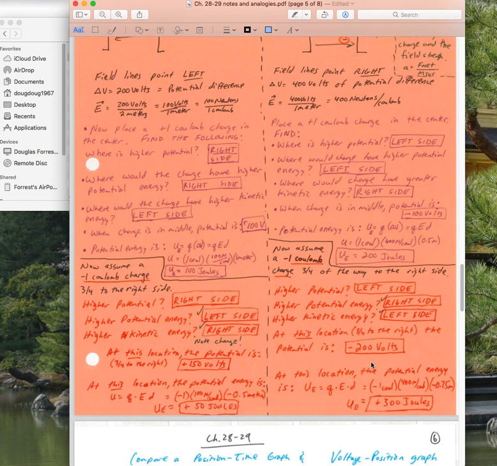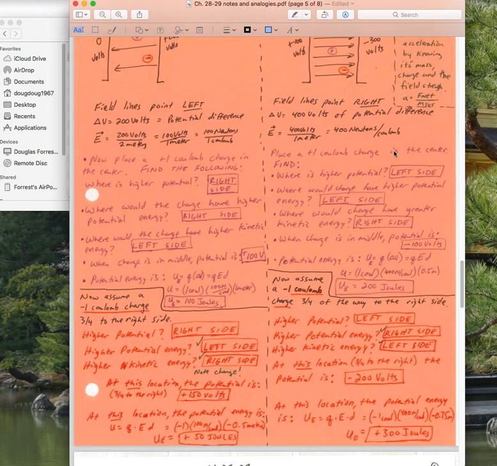Finally, its potential energy would be plus 300 joules at this side. Why? Because if I go QED, this is going to be Q of negative 1 coulomb. The electric field strength is 400 newtons per coulomb pointing to the right. It's going to move negative 0.75 meters. Negative times negative is positive. That's a positive 300 joules.